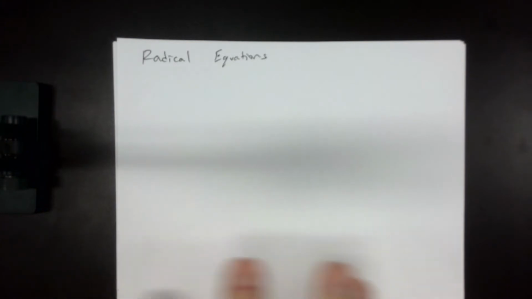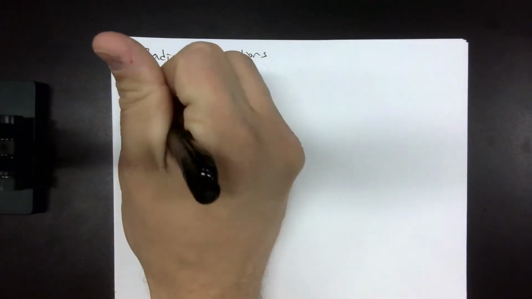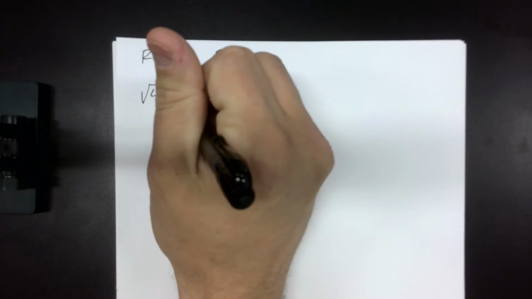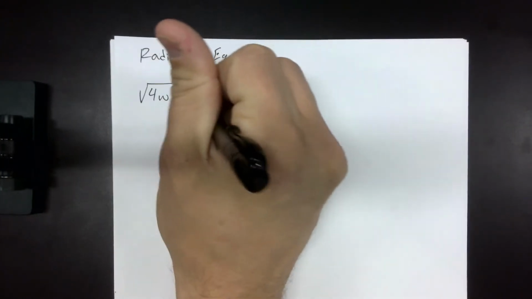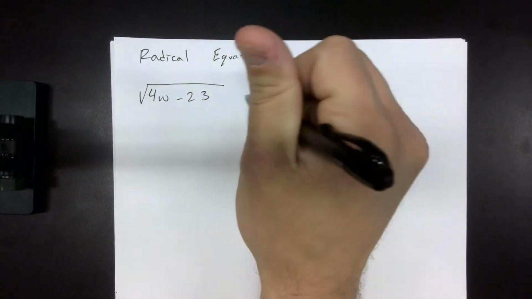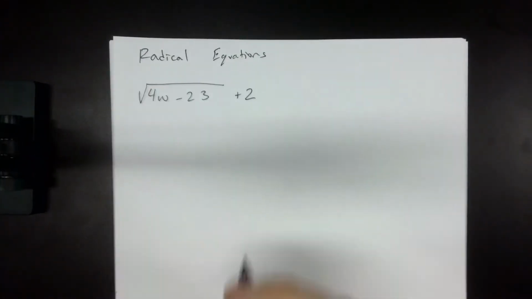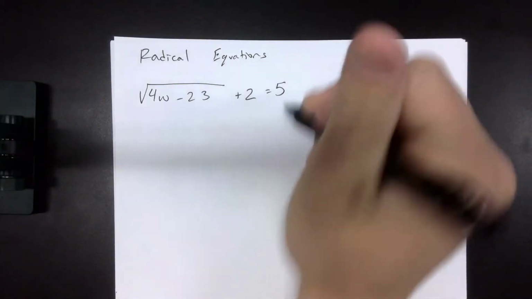The reason being, and these problems today aren't that hard. But if we do the math 2 stuff is when it starts to become really difficult. So this is why you need to know the steps. So here's your problem. The square root of 4w minus 23 plus 2, and the plus 2 is not underneath the root, equals 5.